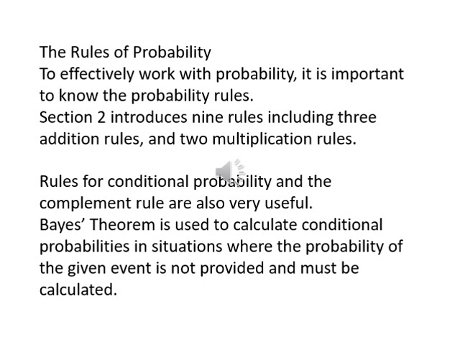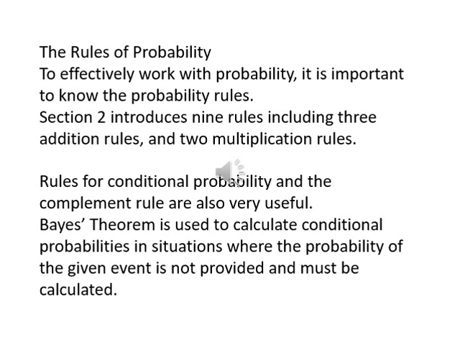The rules of probability. To effectively work with probability, it is important to know the probability rules. Section 2 introduces 9 rules, including 3 addition rules and 2 multiplication rules. Rules for conditional probability and the complement rule are also very useful. Bayes' theorem is used to calculate conditional probabilities in situations where the probability of the given event is not provided and must be calculated.